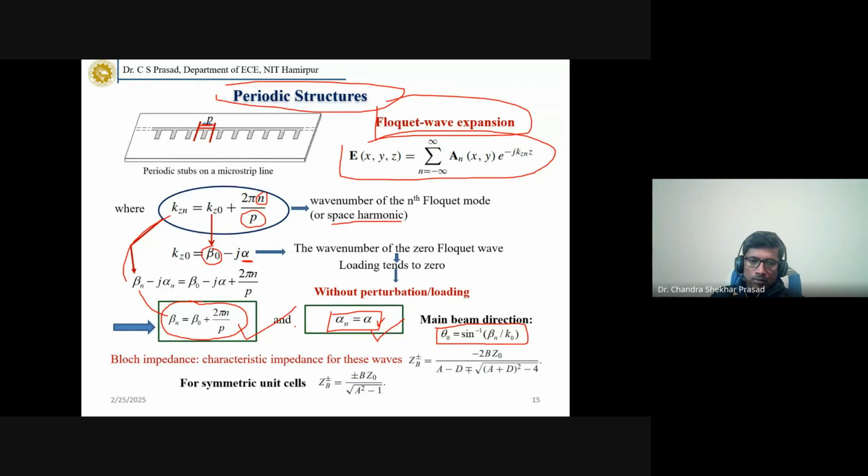We have one more term that is related to this leaky wave, that is called Bloch impedance. Fine. And I'll discuss this again using this equation. Fine. So this is basically in terms of ABCD parameters. And once we have this relation in ABCD parameters, we can write this in terms of scattering parameters or S parameters.